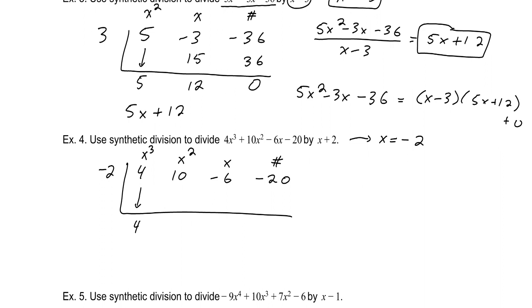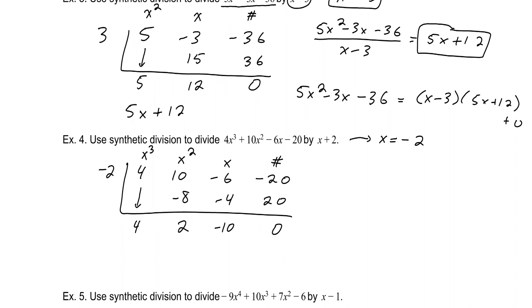Negative 2 times 4 is negative 8. Adding those together, we get 2. Negative 2 times 2 is negative 4. Negative 6 minus 4, or plus a negative 4, is minus 10. Negative 2 times negative 10 is positive 20. Negative 20 plus 20 is 0. So this, again, divides evenly.